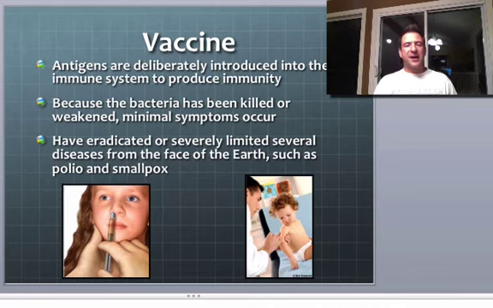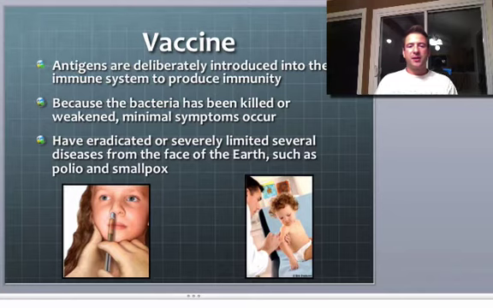Now, we have things like vaccines, and you're going to want to know this. So antigens are deliberately introduced into the immune system. These antigens aren't good, and they're actually going to bind to the antibodies on those receptors. But they produce immunity, these vaccines. So the antigens come in and they produce the immunity.